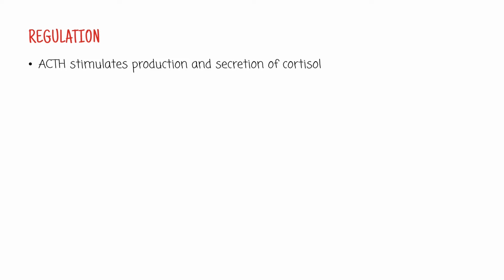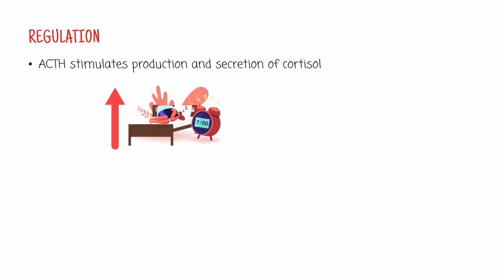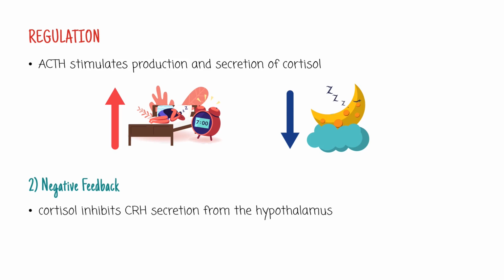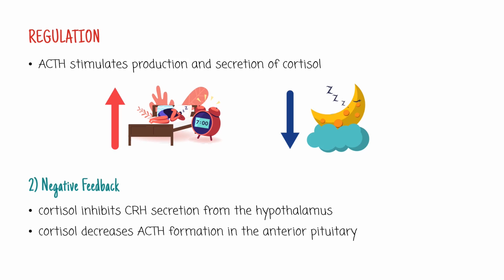Of course, adrenocorticotropic hormone and corticotropin-releasing hormone follow cortisol's diurnal pattern, so that cortisol is, as we said, secreted the most in the early morning and the least in the evening. Negative feedback also plays a role in the regulation of cortisol because cortisol inhibits the secretion of the corticotropin-releasing hormone from the hypothalamus, and it also decreases adrenocorticotropic hormone formation in the anterior pituitary.